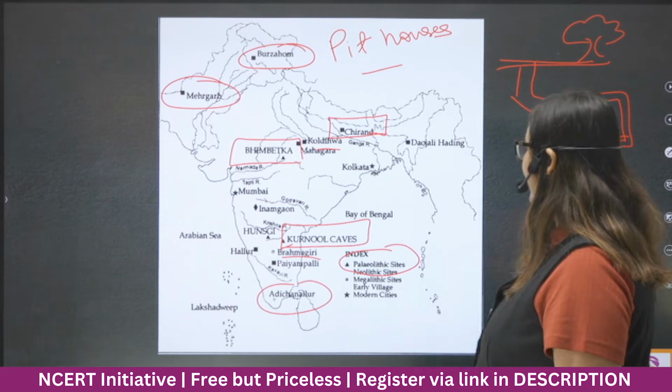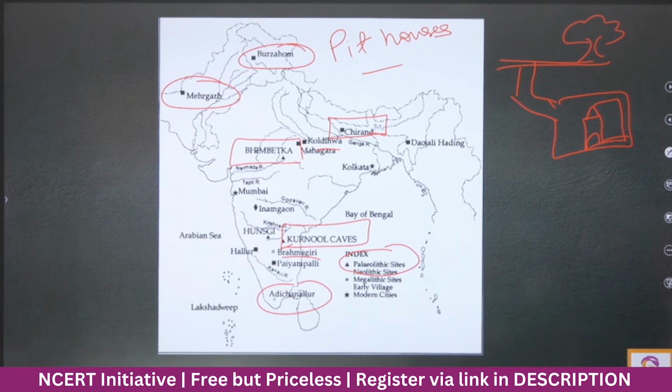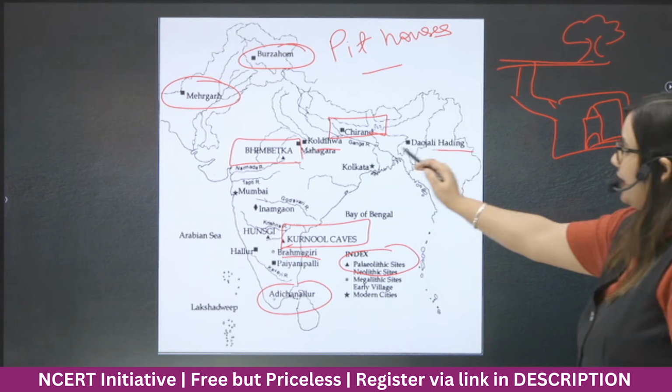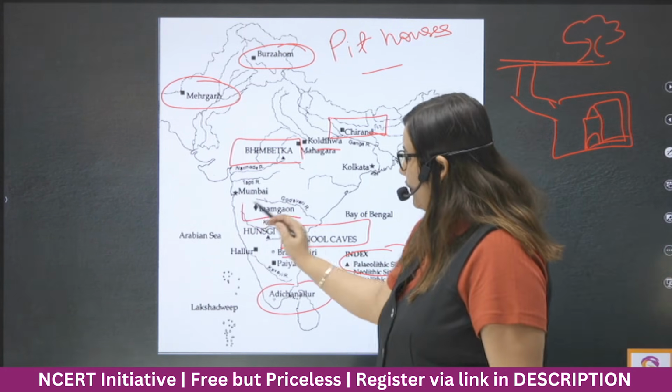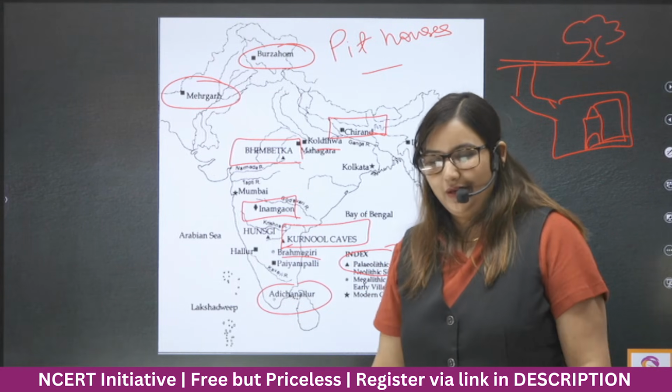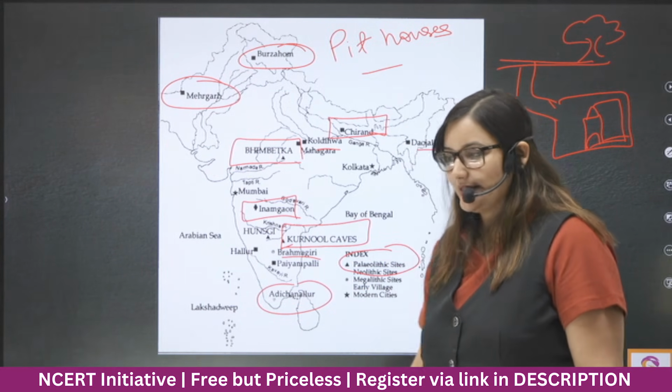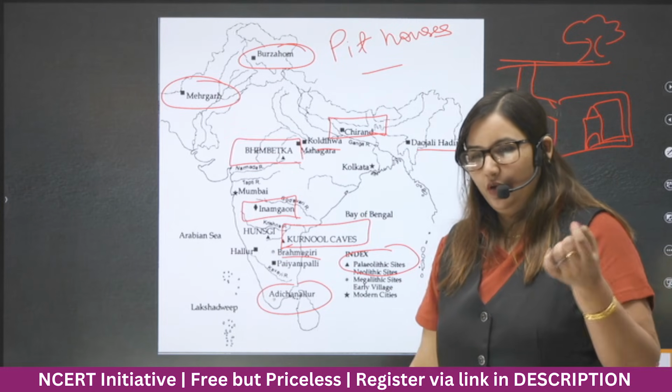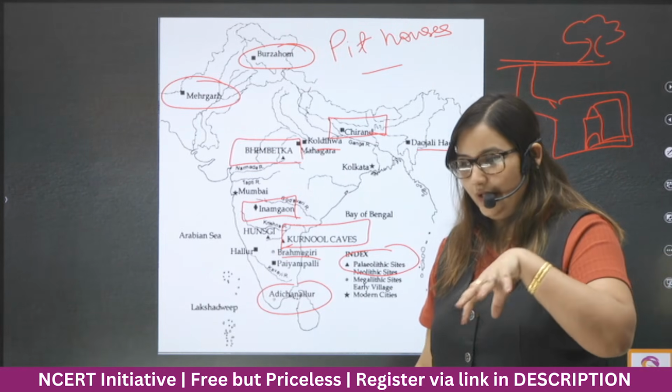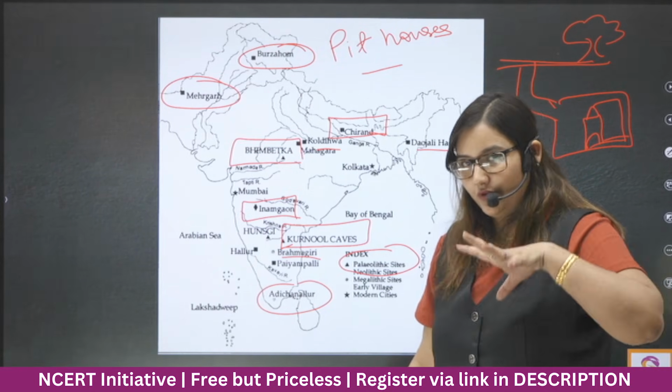In Koldihwa also some important sites were there. Daojali Hading is here. Inamgaon was a very important place. It is famous for a burial site of a chief who was buried in the courtyard of his own house.